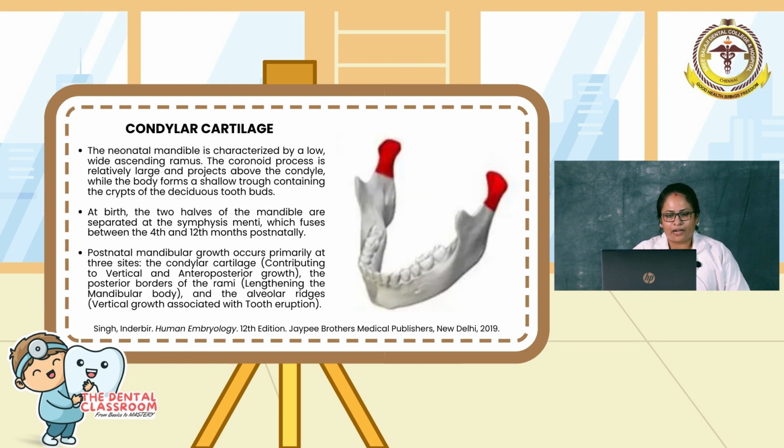In the neonatal mandible, the ramus is short and wide, the coronoid process projects above the condyle, and the body is a shallow trough containing the tooth buds. At birth, the two halves are separated at the symphysis menti, which fuses between 4 to 12 months. Postnatal growth occurs at the condylar cartilage, the posterior border of the ramus and the alveolar ridge, gradually transforming the small neonatal mandible into the functional jaw of childhood.